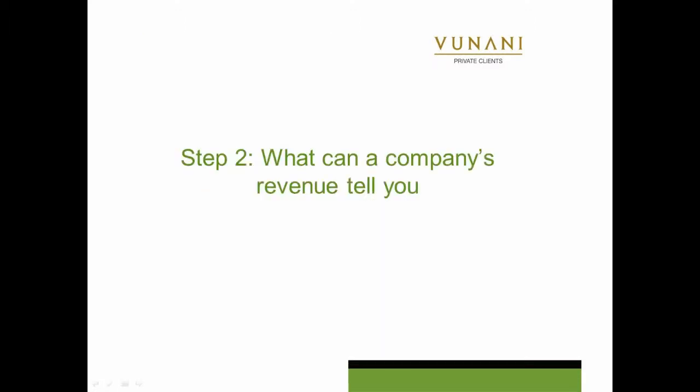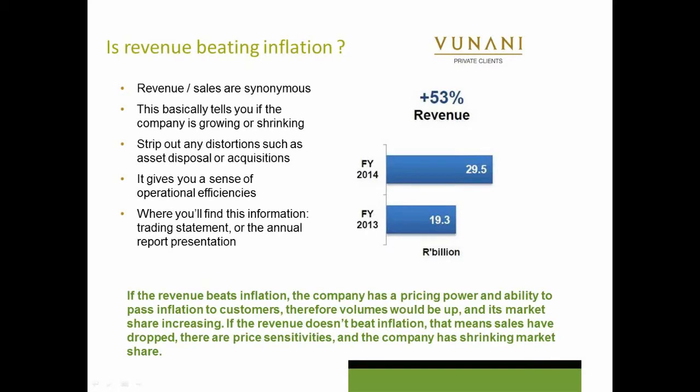Step 2, this is the crux of the business. How does a business make money? What is the revenue model? You must really look at that number and see what it tells you. Here we've put a little picture just to give you an example. I think this is Aspen's last annual report. You can see that the revenue has grown by 53%.